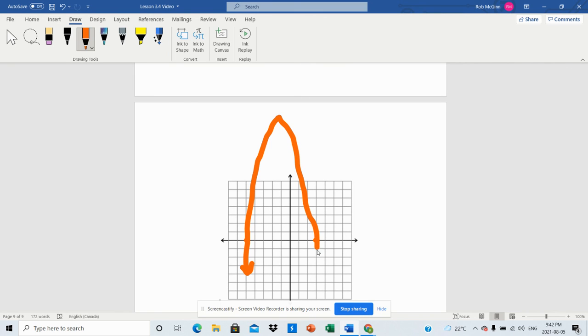Once again, if you've got a ruler, I strongly recommend it. I do not, so I'll just do that. And we've got a rough idea of what our parabola looks like.